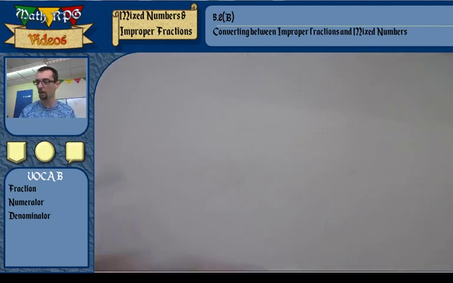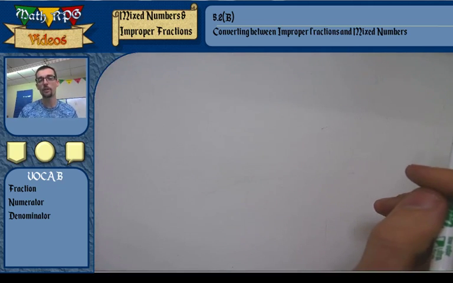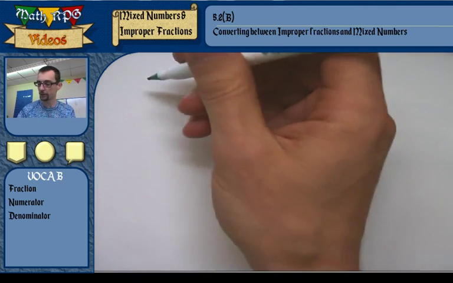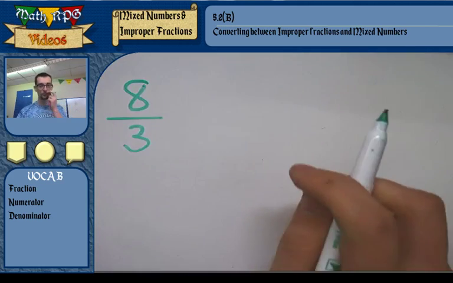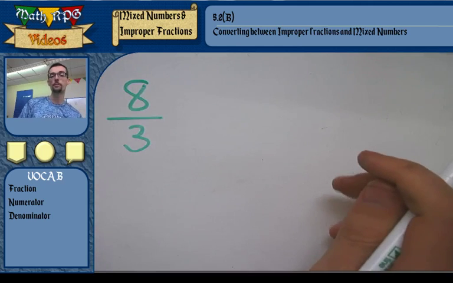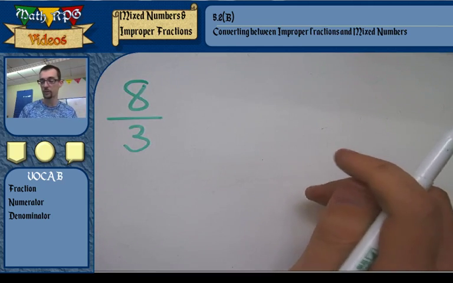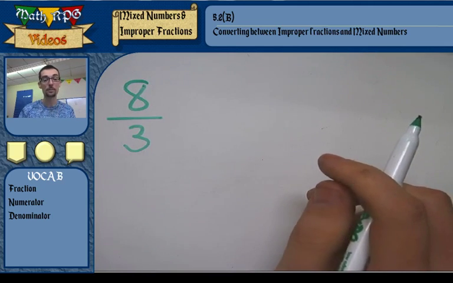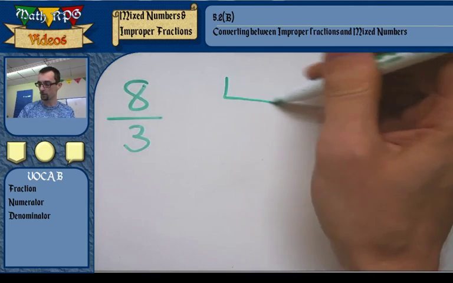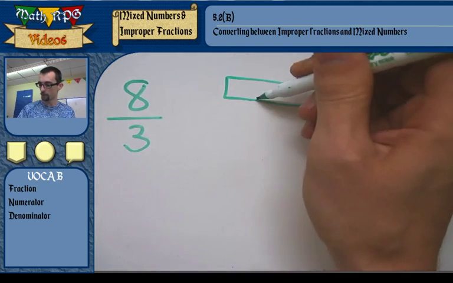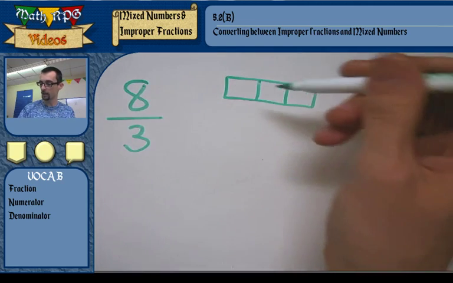So let's start off with an improper fraction, okay? So here's an improper fraction, 8/3. Okay. So here's how we do it visually. How we can turn this improper fraction into a mixed number. I'm going to go ahead and draw some thirds. So here's a candy bar. I'm going to draw some thirds. I'm going to start shading them in until I reach 8 of them.